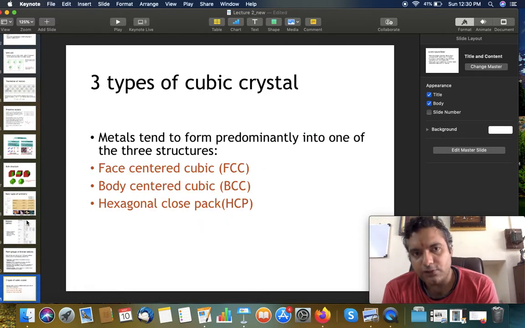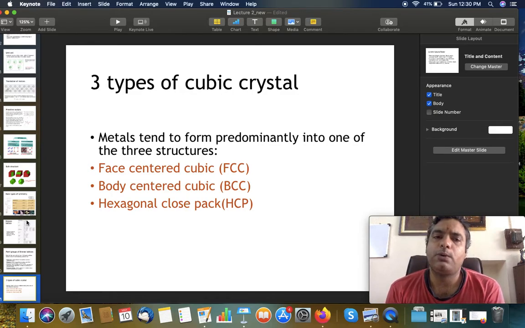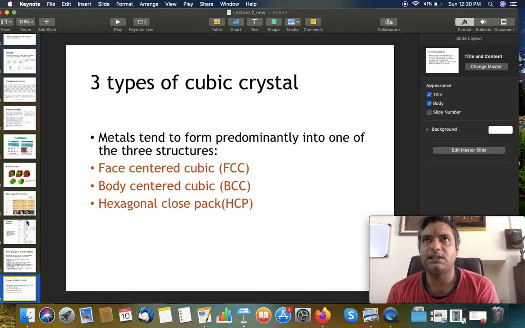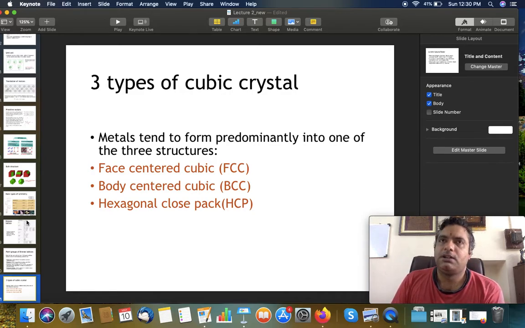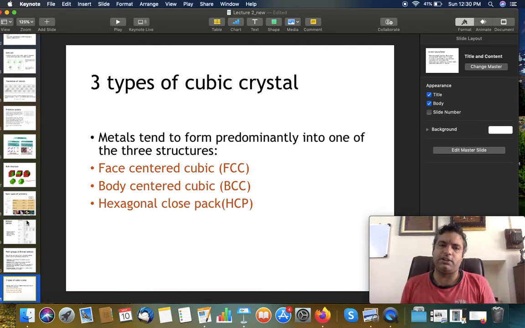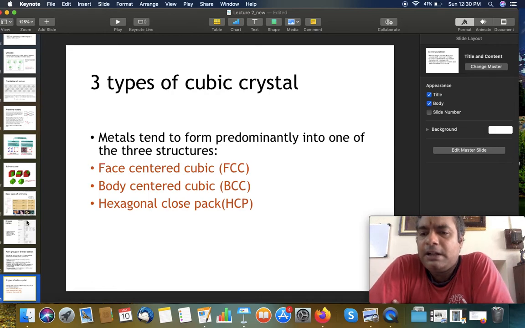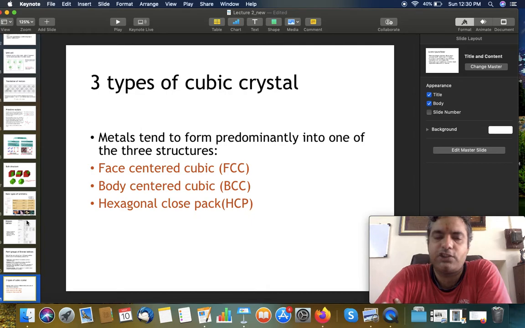Then we actually come across a lot of different types of crystals. However, only 3 types of crystals are very, very important. These are the crystalline structures which we use in day-to-day life at lab scale: face-centered cubic, FCC; body-centered cubic, BCC; and hexagonal close packed structure. It's not a cubic structure, but still broadly classified in this way because of ease of representation.